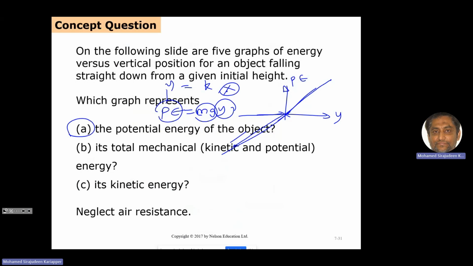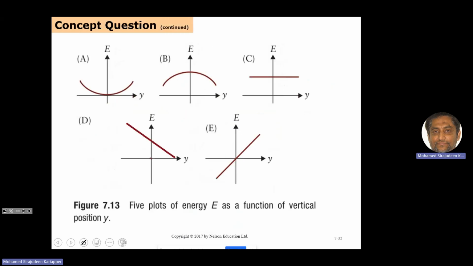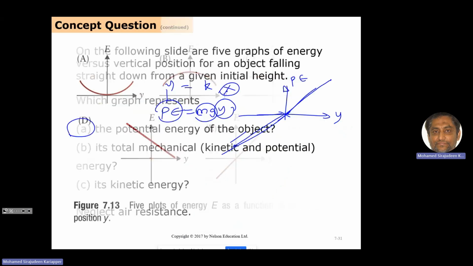So this is the graph. Not the kinetic energy graph, the potential energy graph. That's the first question: what is the potential energy graph? What is the next question?